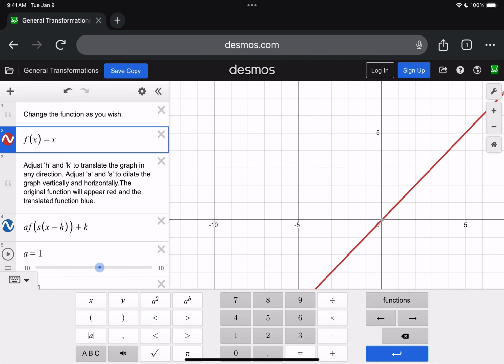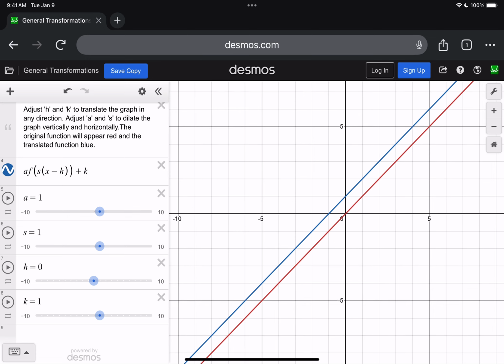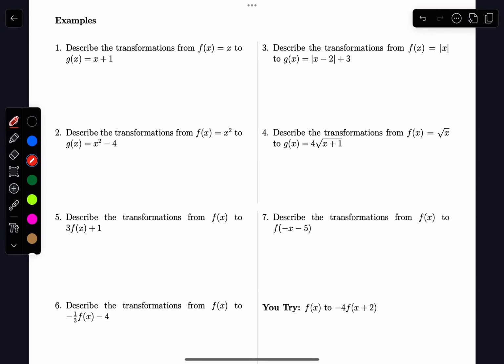So if I change the k value down here to be 1, notice the difference between the blue line and the red line. The blue line is 1 block higher than the red line. So by changing from x to x plus 1, by making k equal 1, I moved the graph up 1 unit. So over here for number 1, all I have to do is say shift up 1. We went 1 unit up. And if we wanted to, we could label that 1 as the k value, but we don't need to.